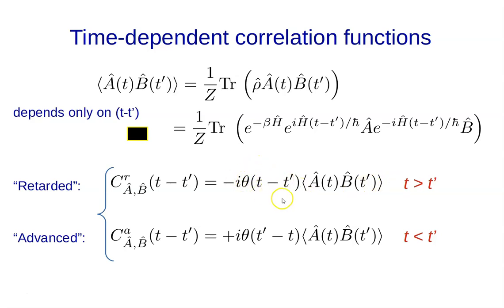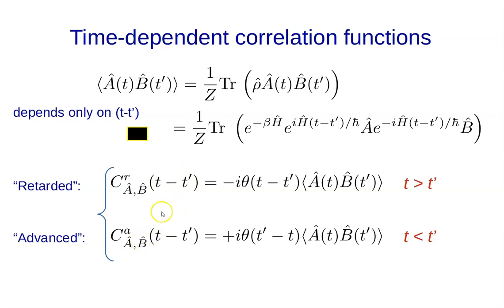Again, this correlation function only depends on the difference t minus t', but I'll make sure that t is always larger than t'. So I have this theta function here, this Heaviside function, multiplying this expected value. So this is the retarded correlation function between A and B, and this function only depends on the difference t minus t', and this thing will be positive.